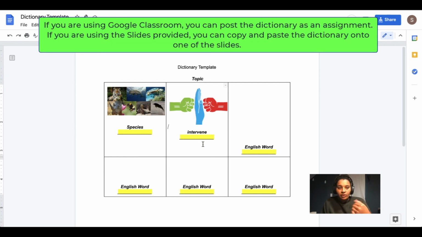Me personally, I would use this dictionary as part of the do now for students, so they're able to start off the lesson making these connections between their native language and the words that we expect them to use throughout.